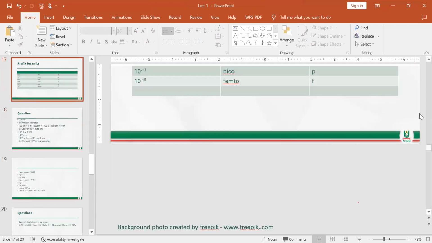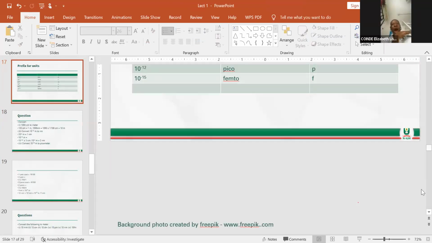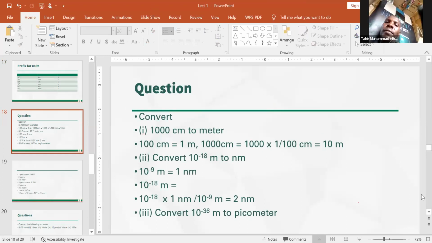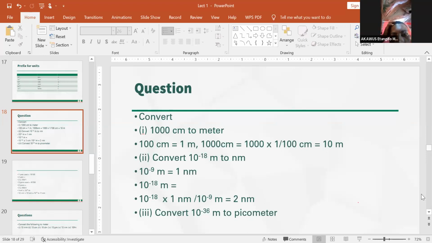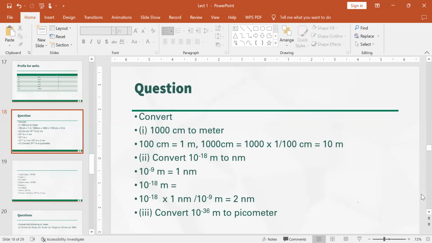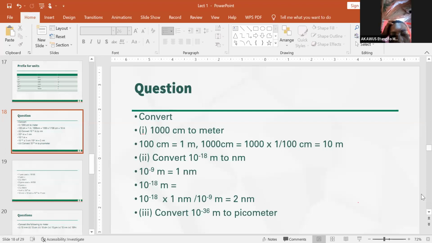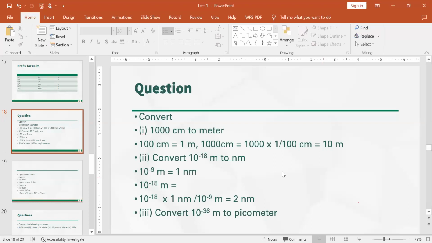Check yourself. Check your understanding. The only thing that I did not get is that when I punched my calculator, 10 power minus 18 divided by 10 power minus 9 is not 2. Is it 10 power minus 9? 10 power minus 9, yes. Okay, you're right, Tim. You're right.